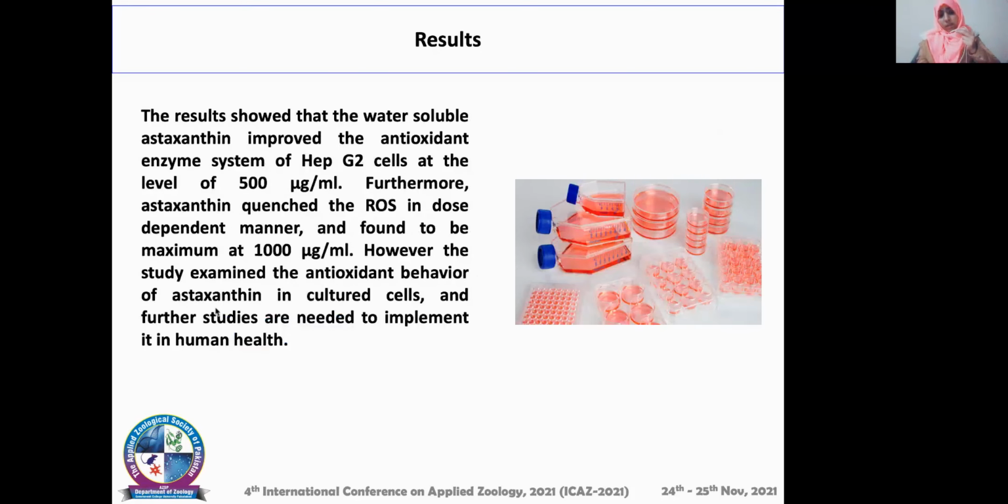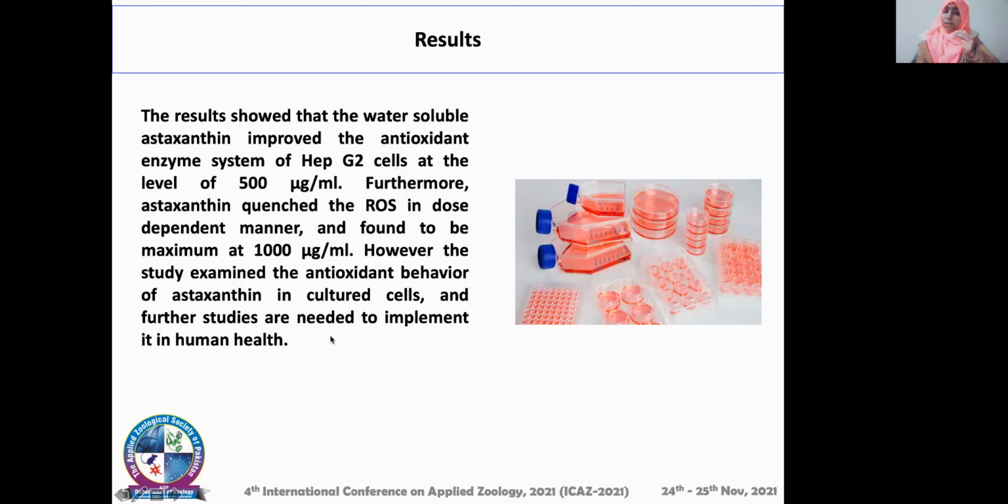Next comes the results. The results showed that water soluble astaxanthin improved the antioxidant enzyme system of HepG2 cells at the level of 500 microgram per ml. And furthermore, astaxanthin quenched the reactive oxygen species in a dose dependent manner, which means that it starts increasing from 1 and keeps increasing towards 1000, and it was found maximum at 1000 microgram per ml.